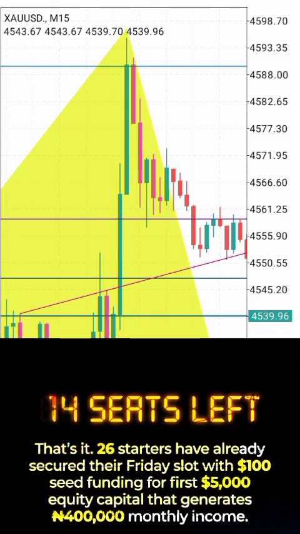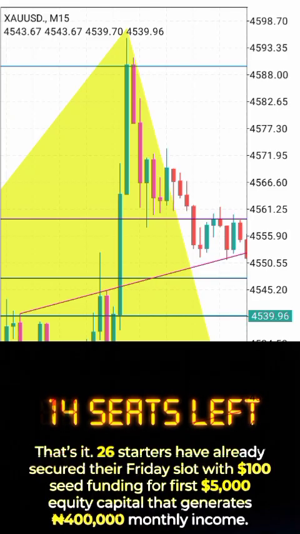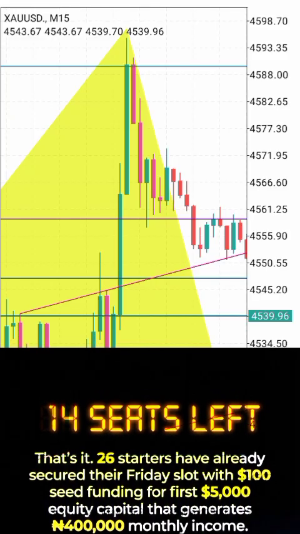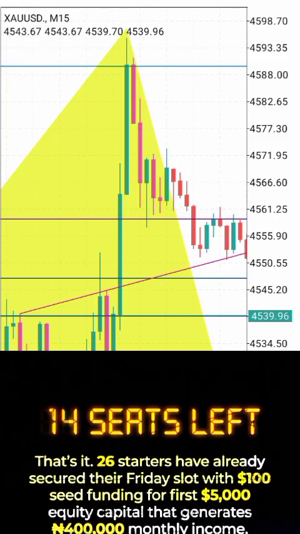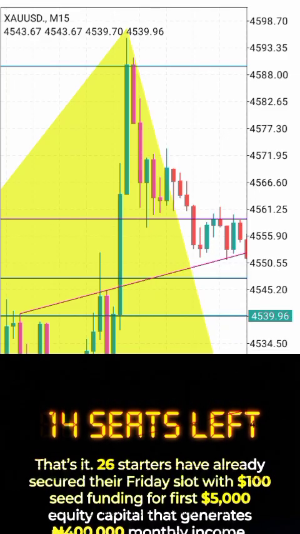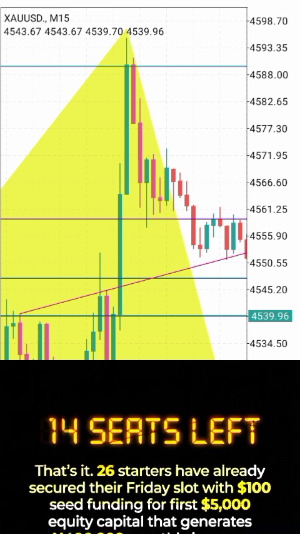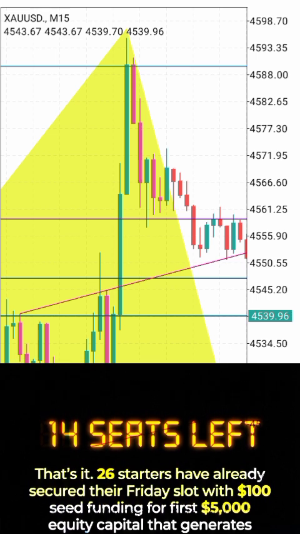So the first purpose of your $100 seed is to get your $5,000 equity, and that is what we do and mentor you on, achieving the ultimate funding goal of $250,000. This goal is a 90 days goal. So if you cooperate with us in the $100 seed funding program, you can achieve the $250,000 funding goal within 90 days.